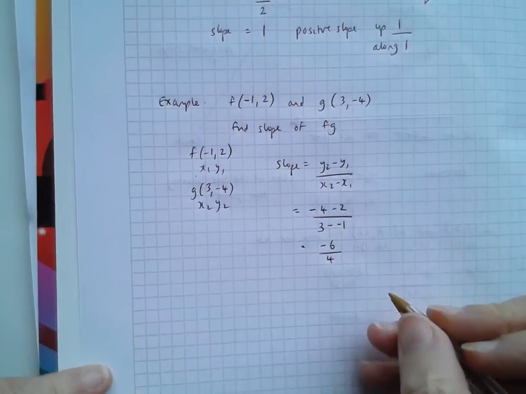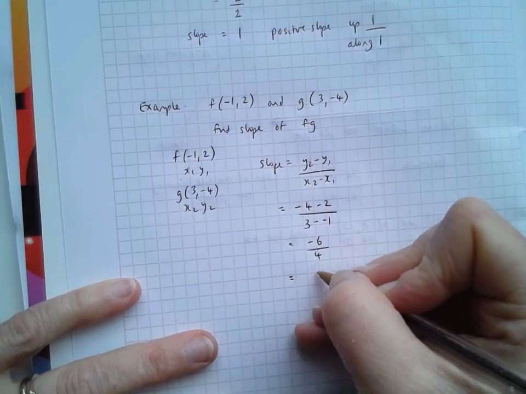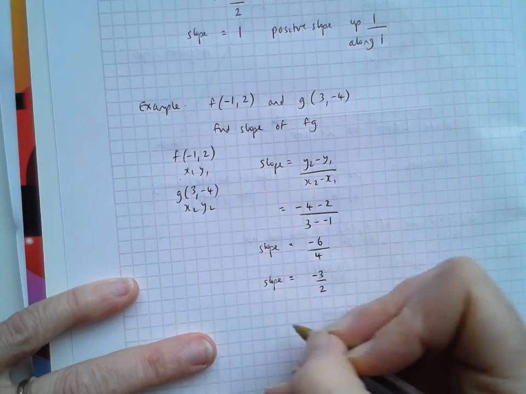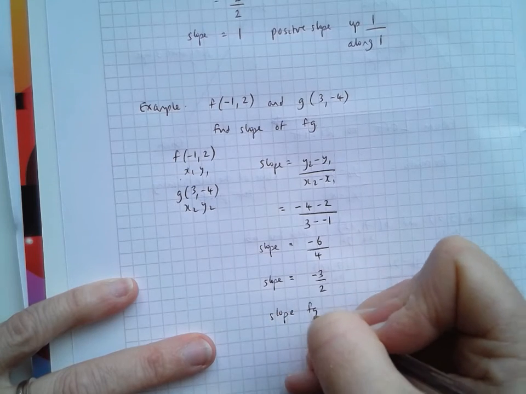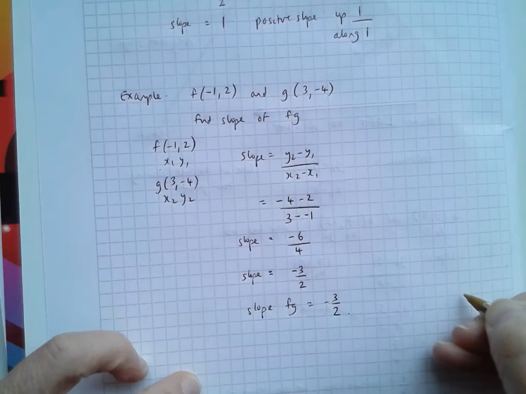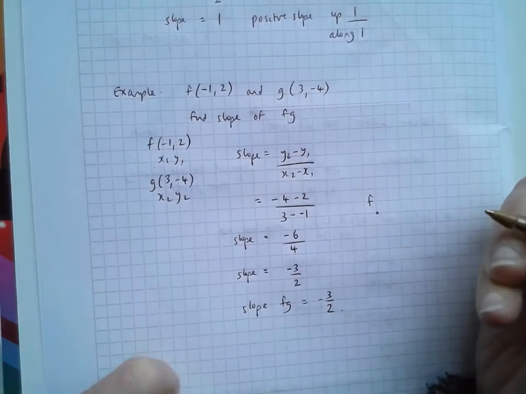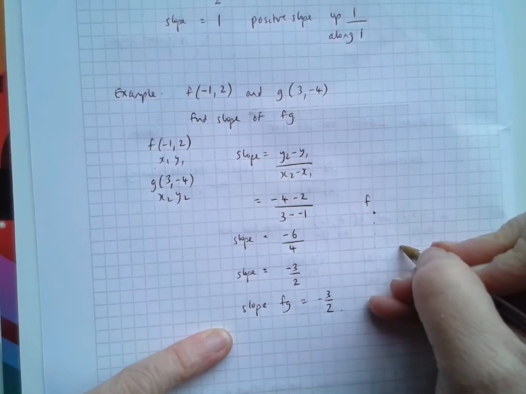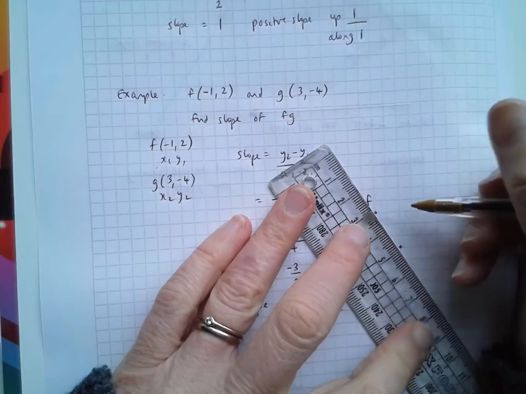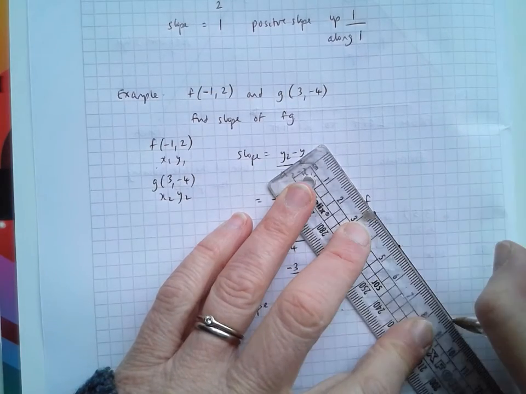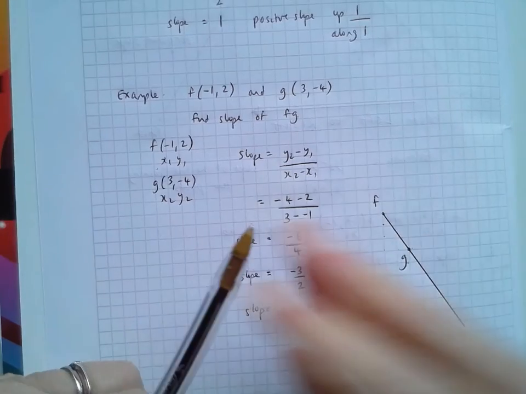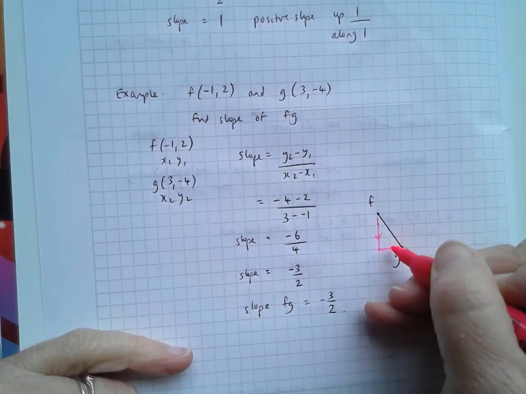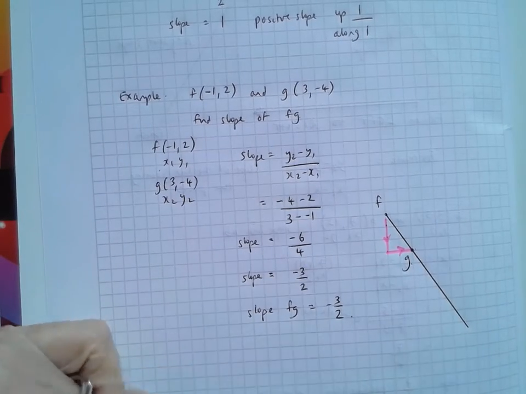Now if we have a slope like this that we can simplify, if you put that into your calculator, it'll reduce to minus 3 over 2. So the slope of FG is minus 3 over 2. So what does that slope look like? Well, it means we go down 3, 1, 2, 3 for every 2 we go along. So that slope looks like that. Down 3 for every 2 we go along. And that's a negative slope.